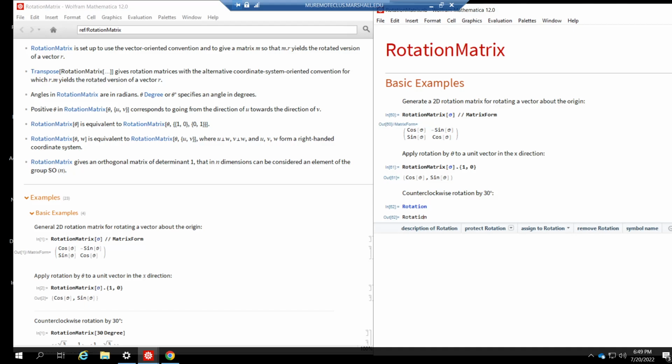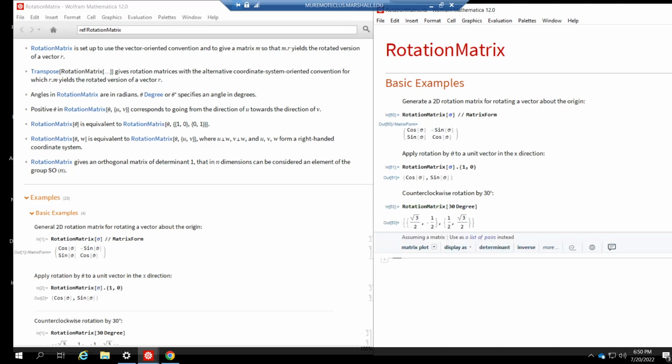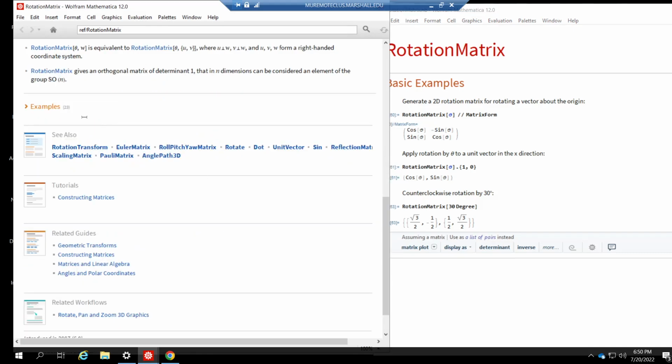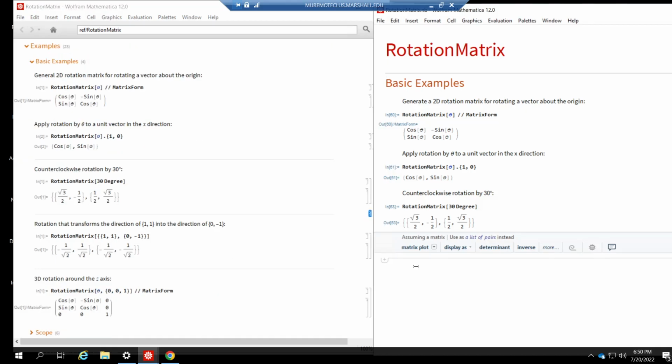RotationMatrix with degree... a rotation that transforms the direction of {1, 1} into the direction of {0, -1}. RotationMatrix[{1, 1}... Oh, it has to be a 1 less. So {1, 1} to {0, -1}.